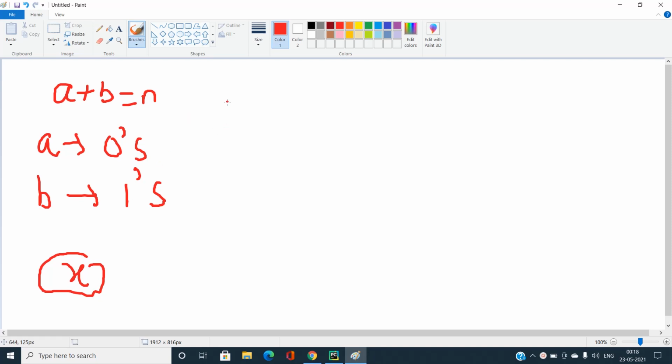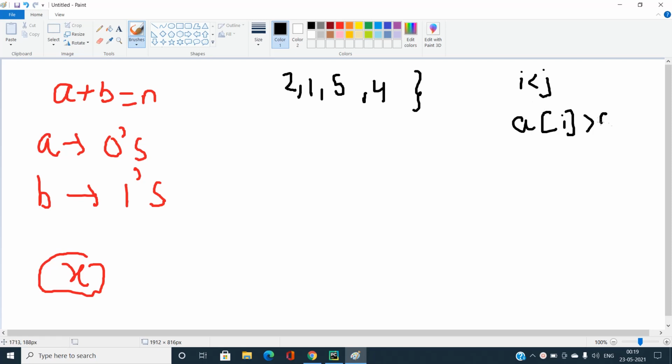Now, the one thing that you are aware of is what the inversion count is, that is, when the inversion count of an array is going to be minimum. Suppose we have an array like this: 2, 1, 5, 4. Suppose we can sort this array as per my choice such that the inversion count should be 0. The definition of inversion count is: i less than j, and a of i should be strictly greater than a of j.